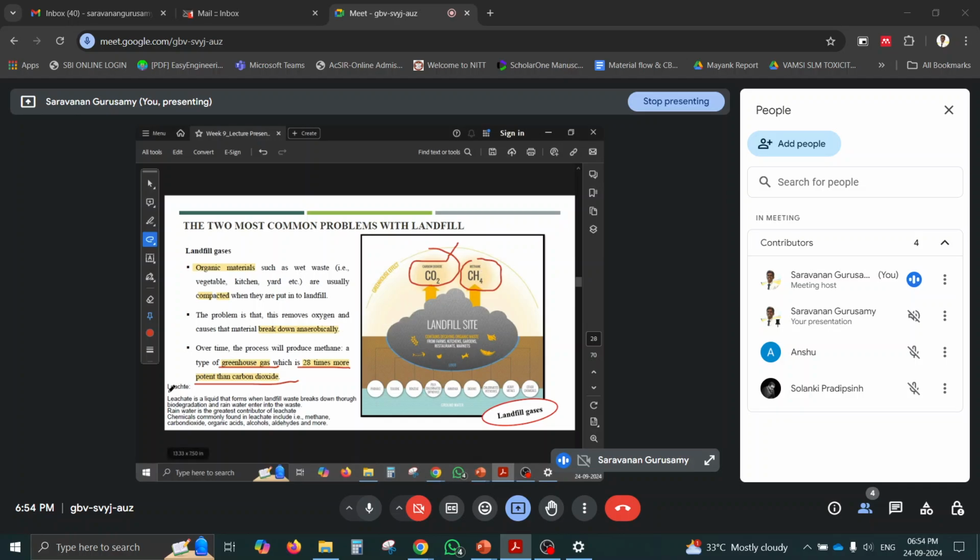The second problem is leachate. Leachate is a liquid that forms when landfill waste breaks down. That is one type of leachate formation. Through degradation, it may create some H2O that comes out through the waste. That is leachate. And then rainwater entering the landfill is another important source. Whenever rainwater or precipitation percolates, it creates runoff inside the landfill. That is called leachate. So rainwater is the greatest contributor to the leachate.